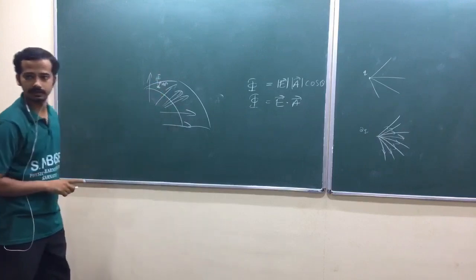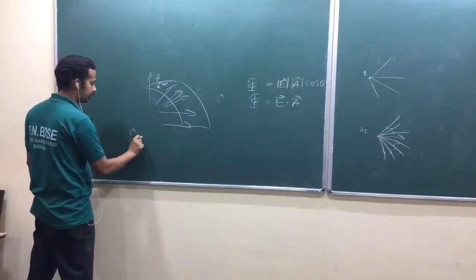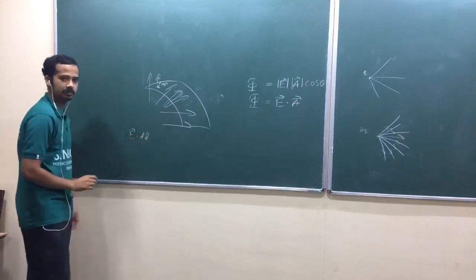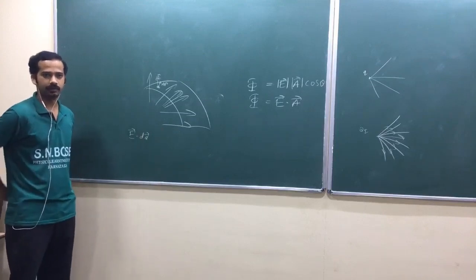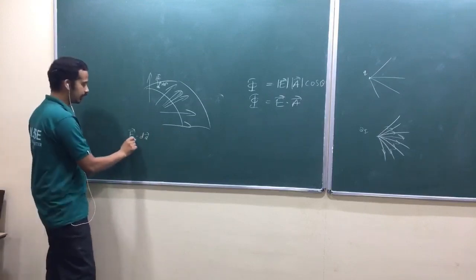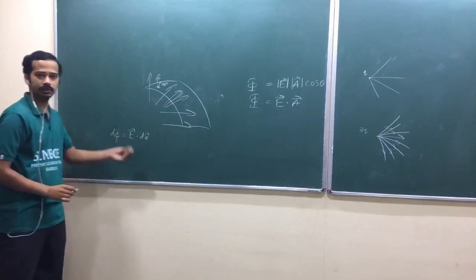At that point, now take the dot product between the electric field and that small area vector. What will happen? That gives the flux through that small area vector, isn't it? So I can call it dΦ, a small amount of flux through the small area.